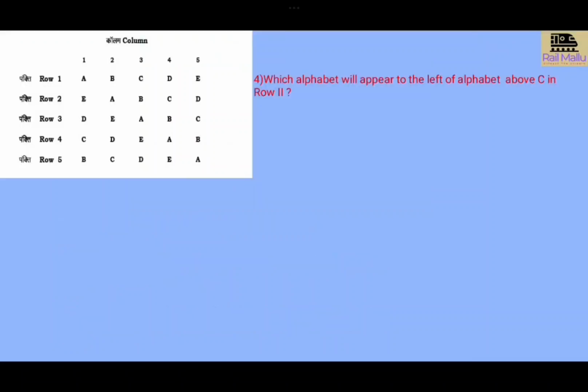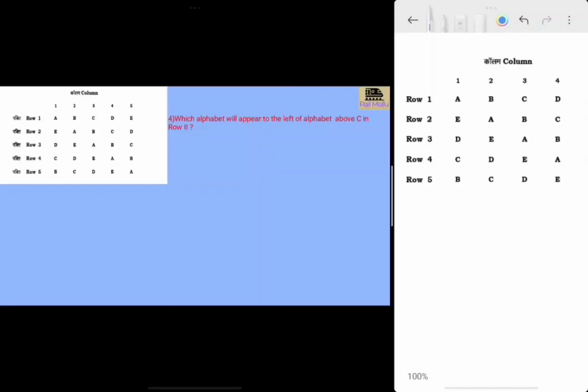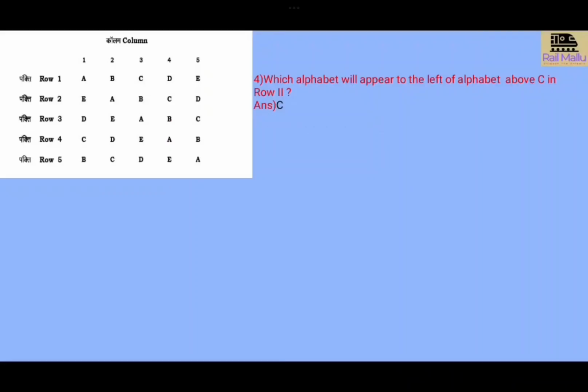Which alphabet will appear to the left of the alphabet above C in row 2? Here the alphabet C in row 2 is this one. And the alphabet above C is this one, D. So the alphabet left of D is C. So C will be your answer, right? So moving to the next question.